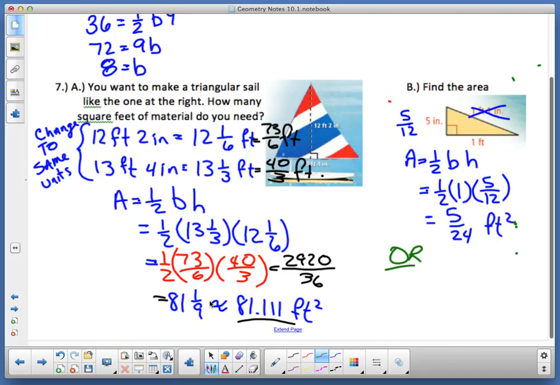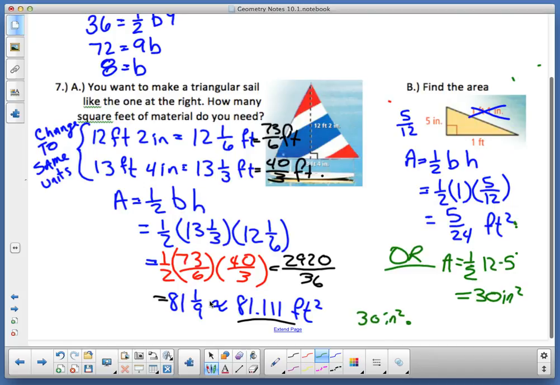Or maybe I should say, or I could look at this as inches, because I could go, well, area is equal to 1/2 base times height, which is 12 times 5, which is 60 divided by 2, which is 30 inches squared. But no, I want to show you that 30 inches squared.